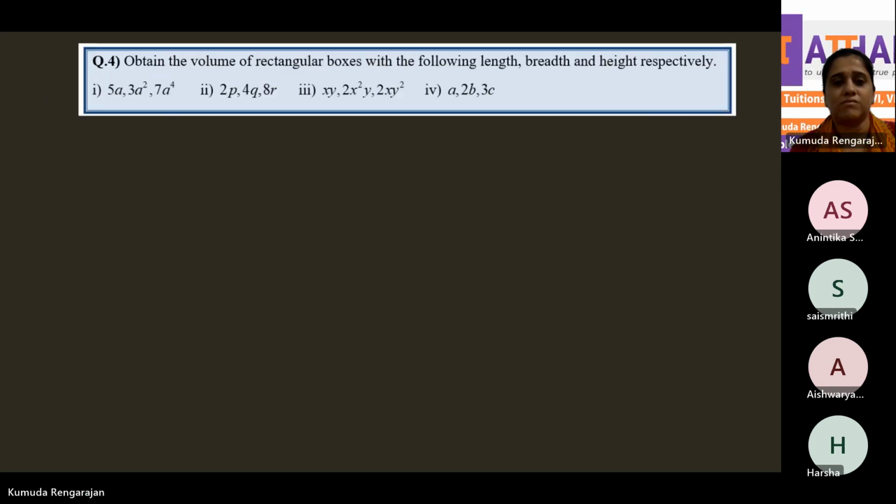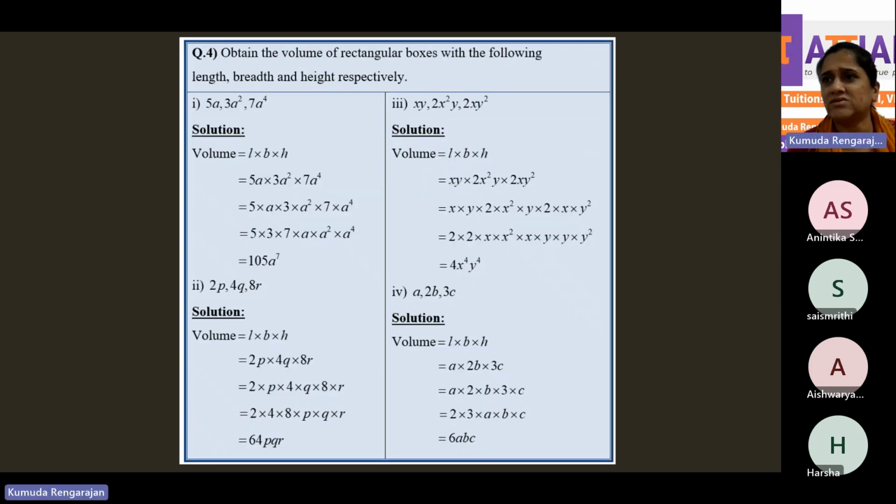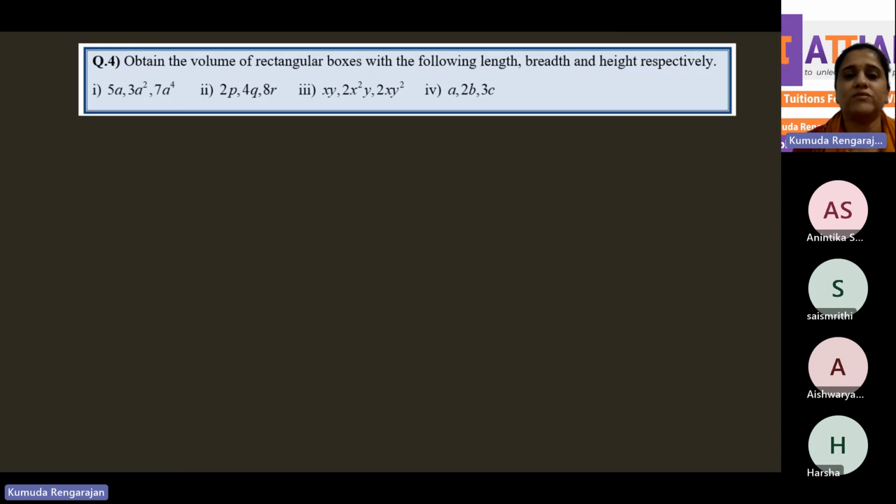Multiplication. So again, volume, children. Obtain the volume of the rectangular boxes. L, B, H is given. Fine. Should we discuss this? Shivam, what's the formula to find the volume of a rectangular box? L into B into H.